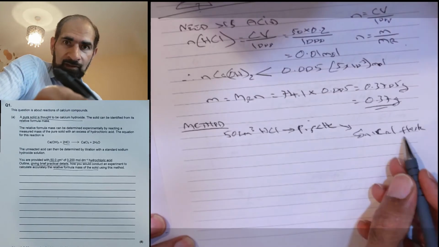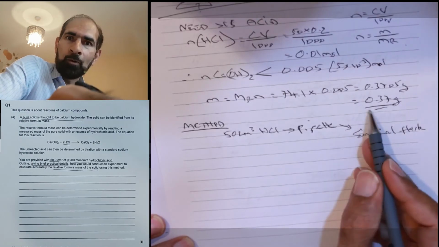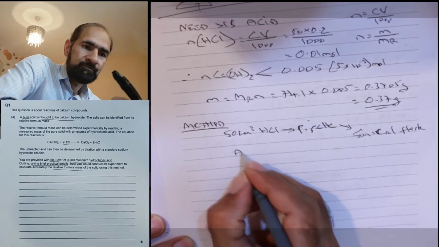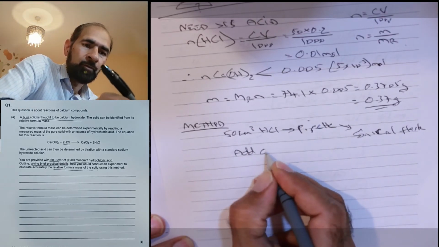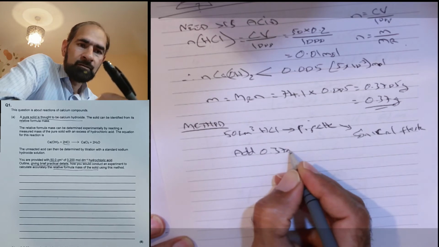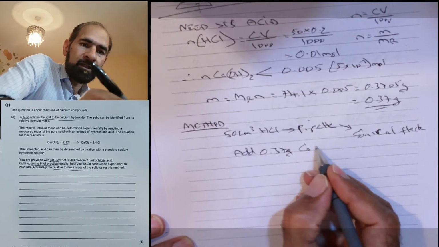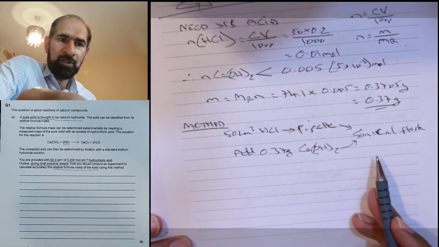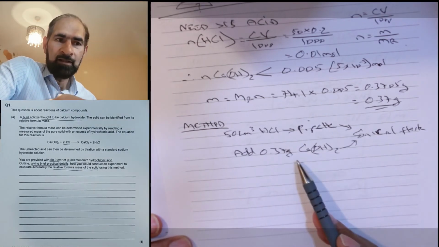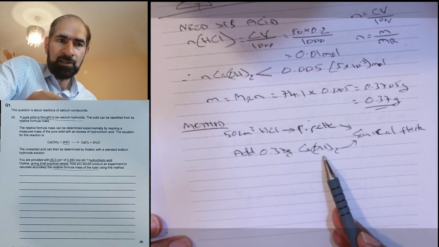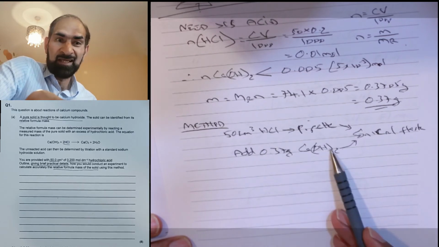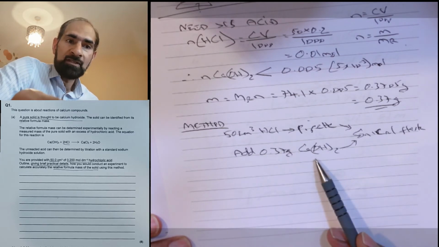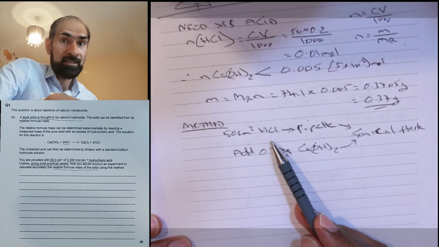Now to that conical flask, I will then need to add the 0.37 grams of calcium hydroxide. Remember, as soon as you've added these two together, the HCl has reacted with calcium hydroxide, and some of the HCl remains, because this is less than half. The equation tells me 2 to 1, so this reaction has happened, but there's still some excess HCl left.